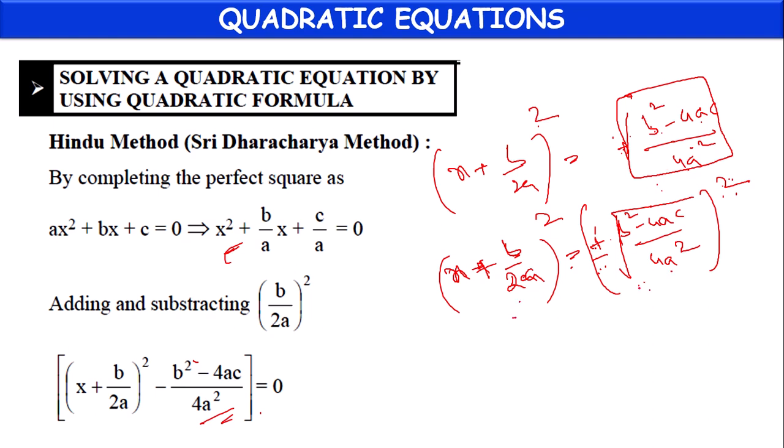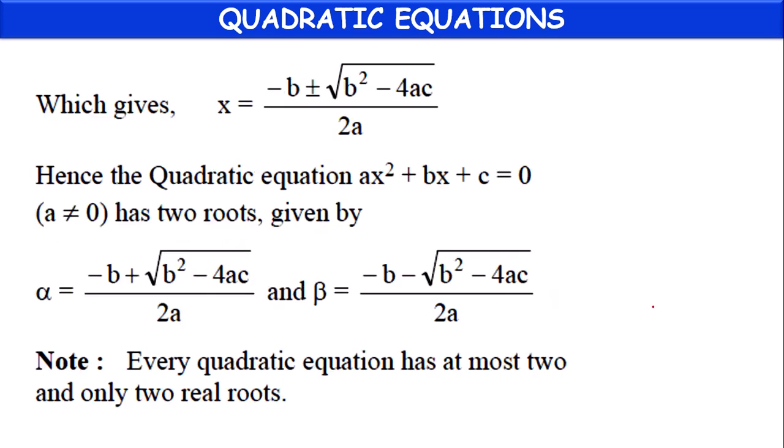Now from both sides, this square gets cancelled. So what is remaining? x plus b by 2a equal to plus or minus root of b square minus 4ac by 4a square. This is remaining. If we take plus b by 2a to this side, that will become minus. So x value will be minus b plus or minus root of b square minus 4ac, 2a is the common denominator.